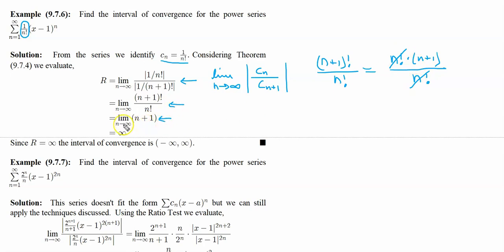Now, of course, the limit as n goes to infinity of this is infinity. And so our radius of convergence is infinity, and so that means that our interval of convergence would be all the real numbers, or negative infinity to positive infinity. Let's take a look at this example down here now.